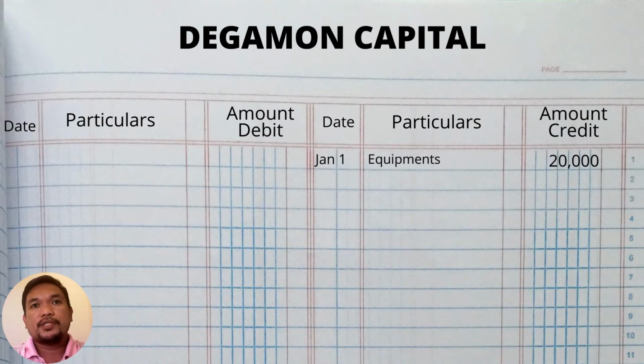Okay, in here, this is the Digamon Capital Ledger. So when you invested the different equipments, the computer, the headset, and a webcam, of course, you credited Digamon Capital. Alright, so makikita ninyo dito on this side is January 1 equipments, that's for 20,000 pesos.